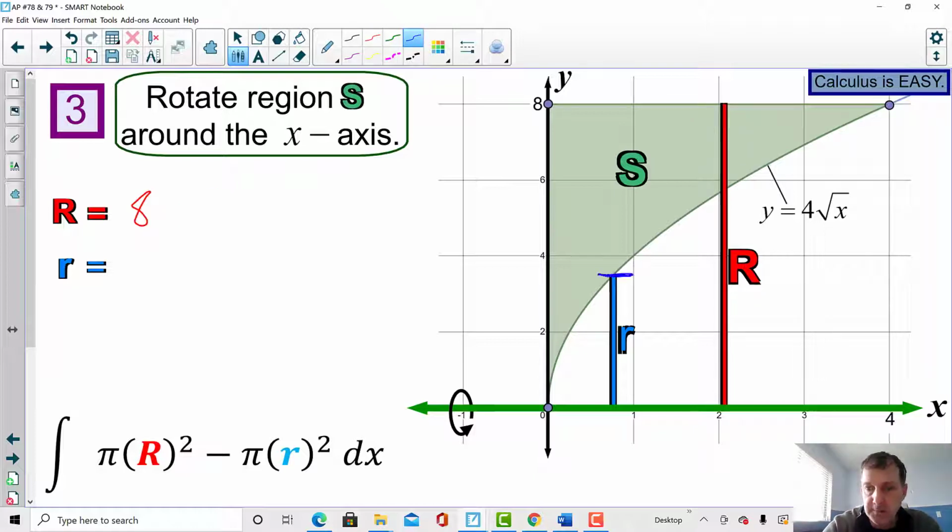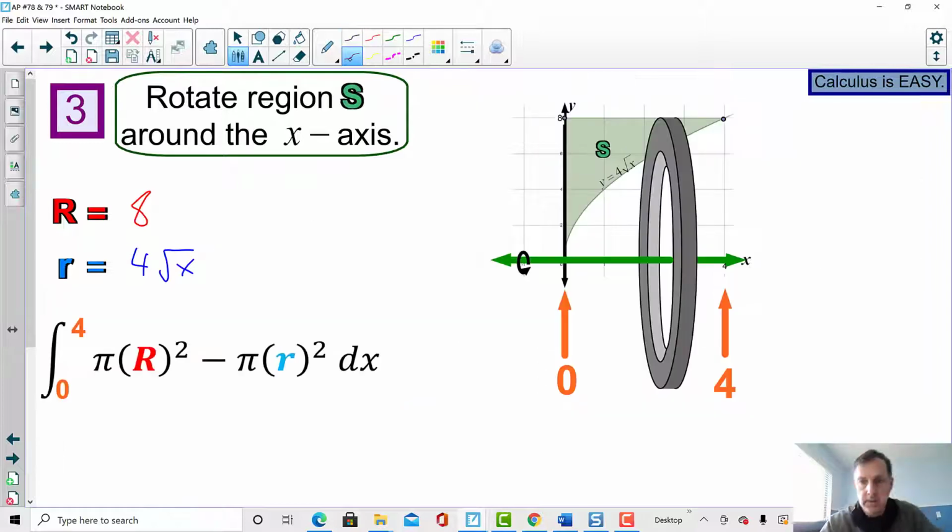And for the little radius, I'm doing top minus bottom. The top is 4 square root of x, and the bottom is just 0. Of course, we don't have to put minus 0. Now I shrunk the graph a little bit so that I could draw one of these washers that turned out to be pretty big. And I did that so that you could see that we are going to fill in a bunch of these washers going from x equals 0 all the way to x equals 4. So those are going to be our bounds. Our bounds are going to go from 0 to 4.